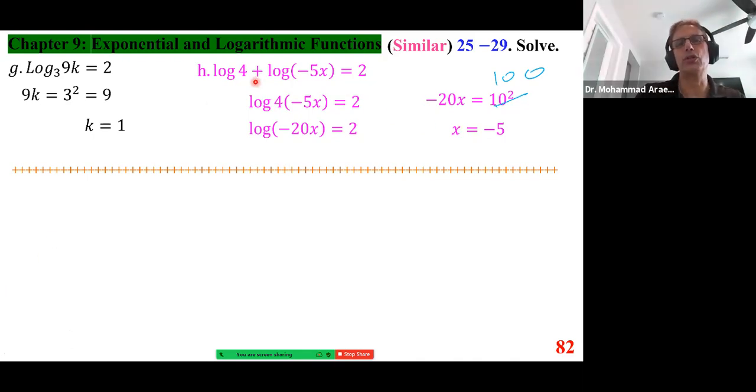Now it's important to check. The arguments can't be negative. Minus 5x, negative 5 times negative 5 makes it positive. That's why it's okay.